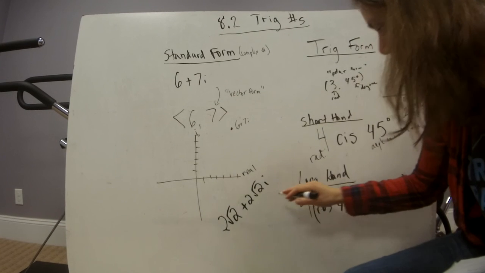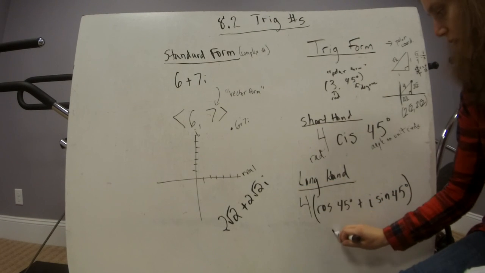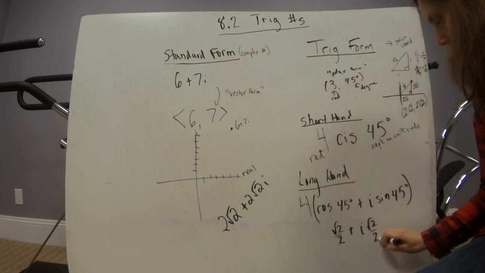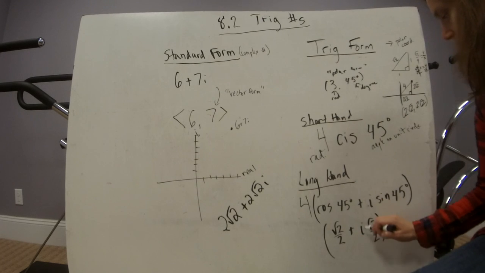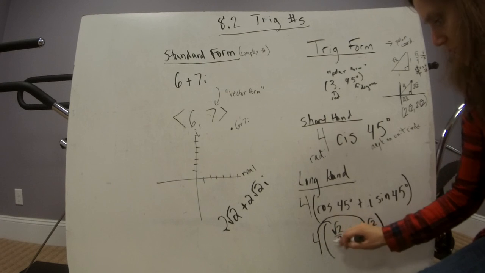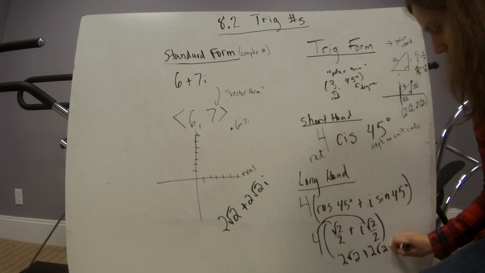Okay? But believe it or not, check this out. Cosine of 45 is root 2 over 2, right? You just know that from the unit circle. And sine is root 2 over 2, and if we have the i in there and distributed the 4, the 2 would cancel and reduce with the 4. We'd have 2 root 2 plus 2 root 2i.